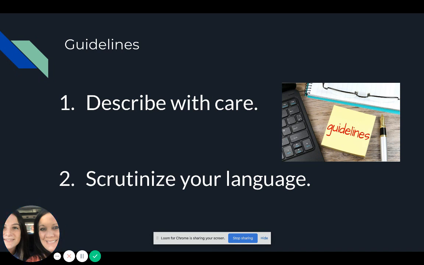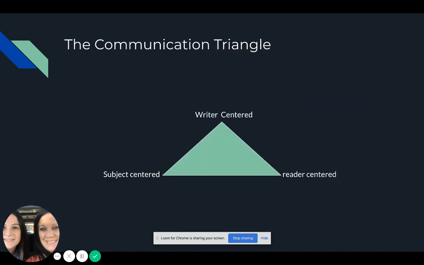The second one is to scrutinize your language. Why did I choose this word? So when you're reading these articles, why did this word stand out to you? What was so important about it? Why did it stand out to me? And then, what ideas are implicit in the language I have chosen? So what ideas does it really lend itself to? What does it bring forth?